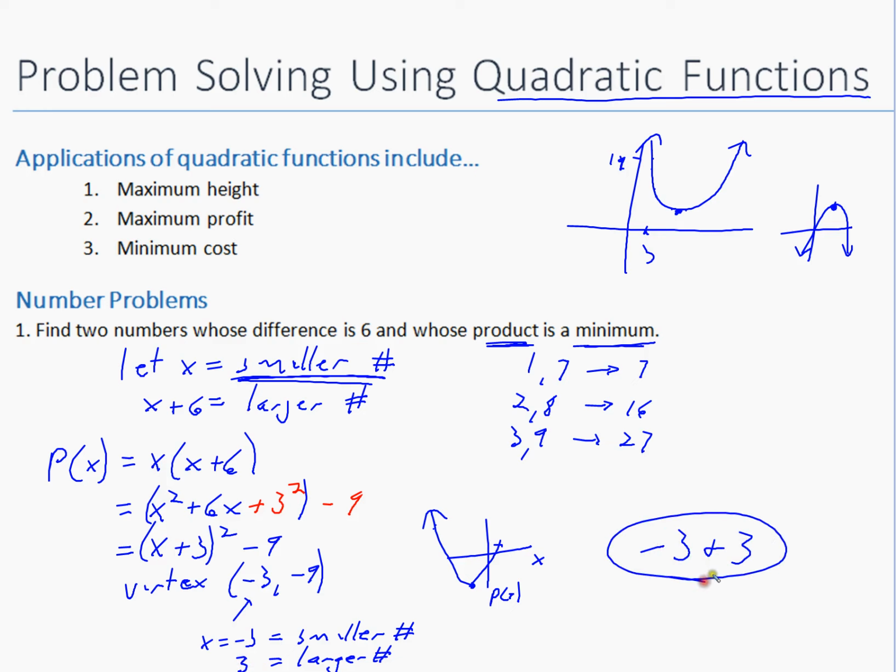That's our answer, but I want you to notice something here. What's the product of these two numbers? -3 times 3 is -9, which is right here. So this actually tells us what that minimum product is, because this is our p of x-axis, and that tells us what the product is. It's -9. So the answer here is -3 and 3. If it actually asked for the minimum, it would have been -9.